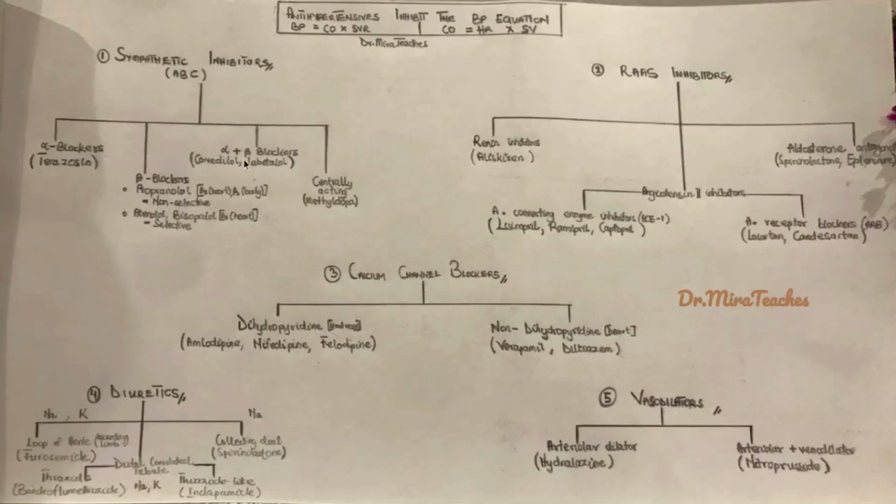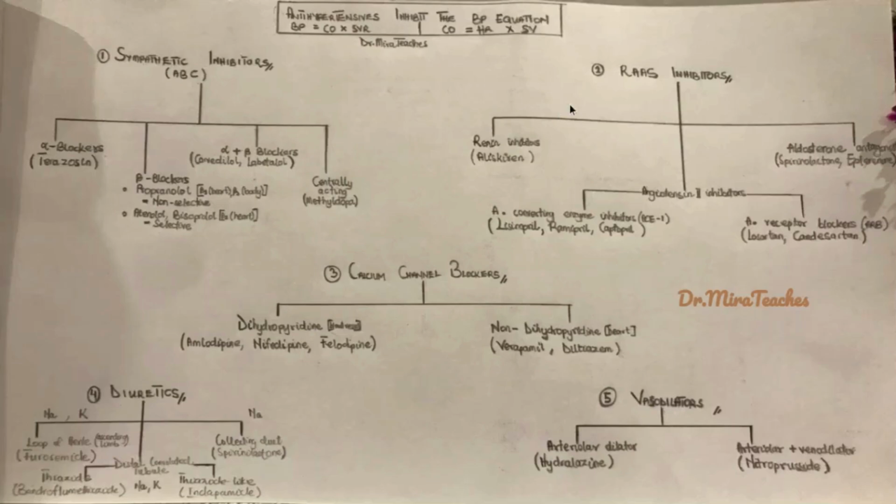So alpha plus beta blockers, carvedilol, labetalol. They are not just beta blockers, even though they end with -lol. So please keep that in mind. Then we have centrally acting, which is methyldopa. So we have covered sympathetic nervous system inhibitors, using A, B, C.